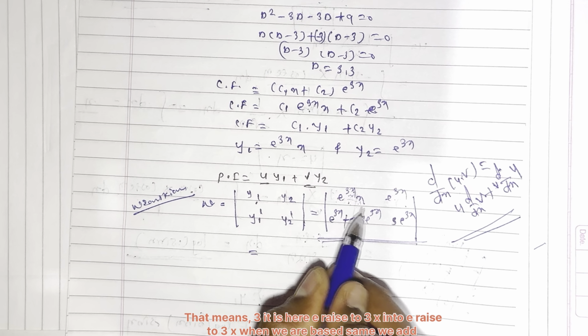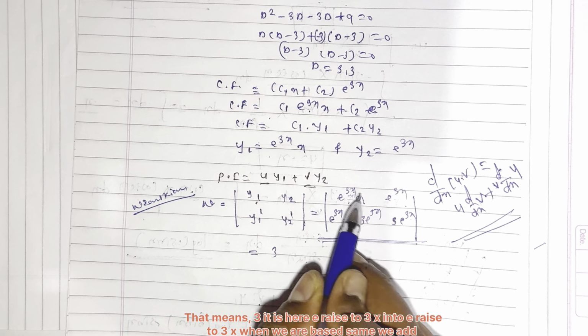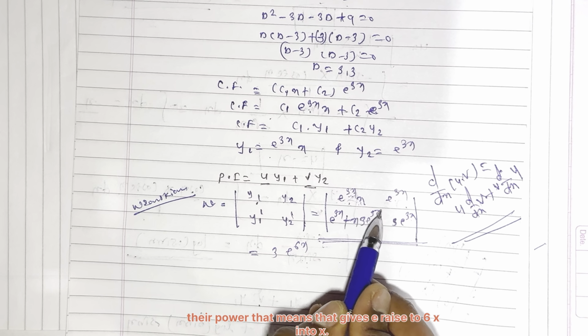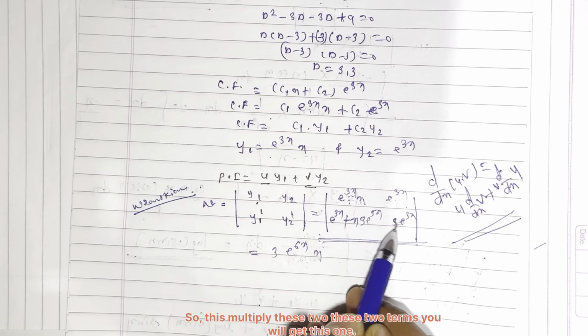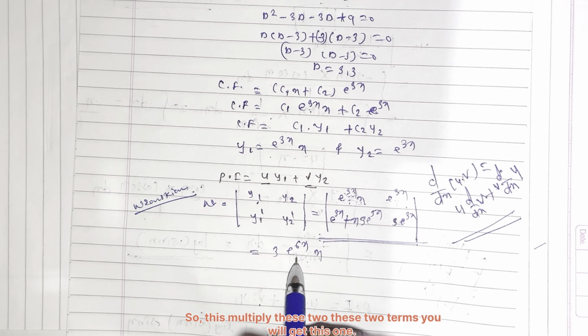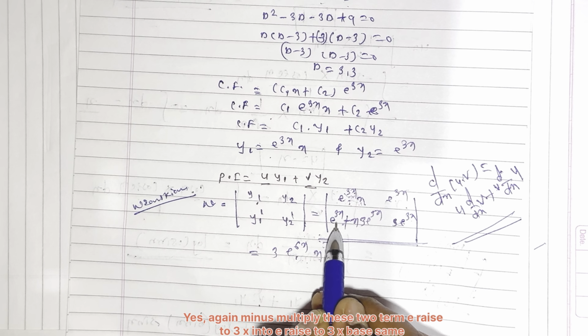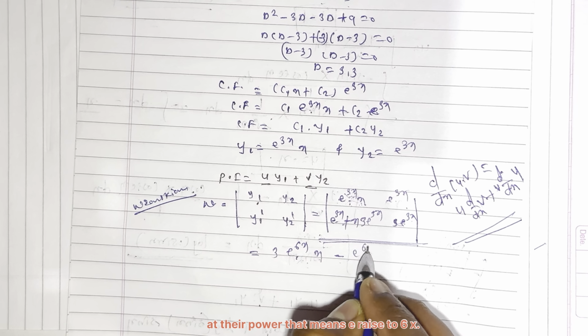Okay, that means 3, it is here, e raised to 3x into e raised to 3x. When the bases are the same, we add their powers, that gives e raised to 6x, into x. So multiply these two brackets, these two terms, you will get this one. Again minus, multiply these two terms, e raised to 3x into e raised to 3x, base same, add their power, that means e raised to 6x.